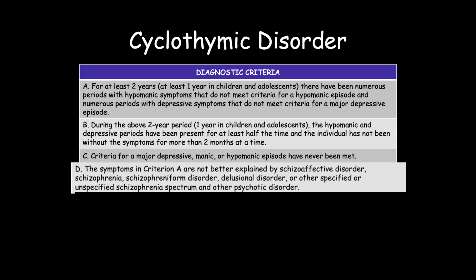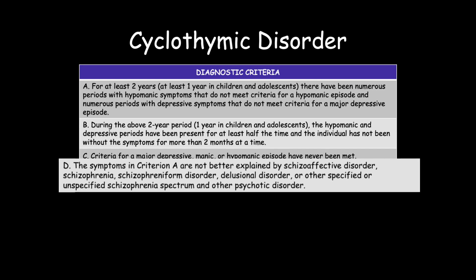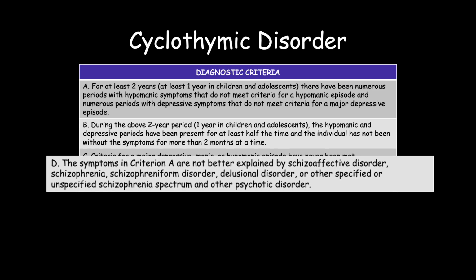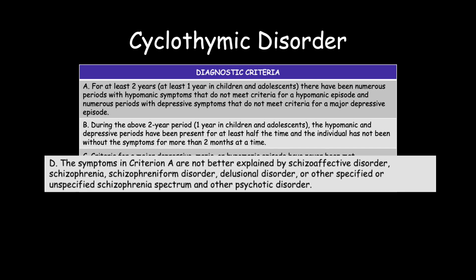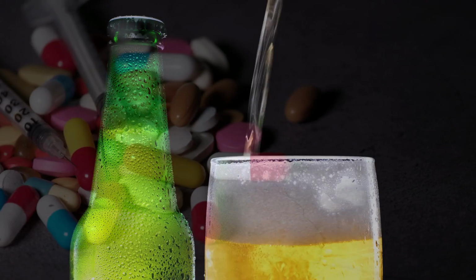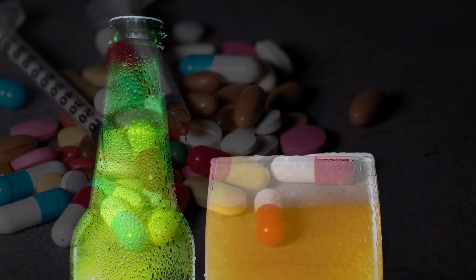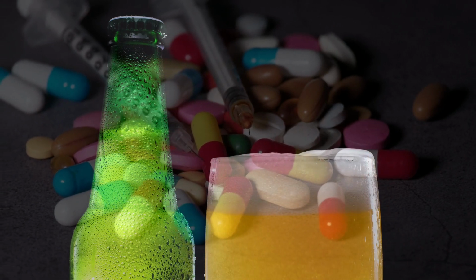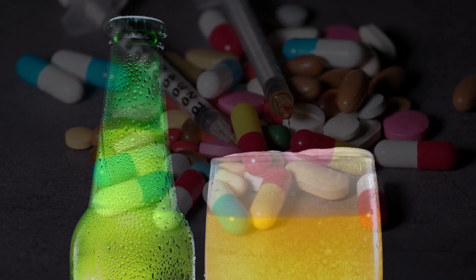Criterion D notes that the symptoms in Criterion A are not better explained by schizoaffective disorder, schizophrenia, schizophreniform disorder, delusional disorder, or other specified or unspecified schizophrenia spectrum and other psychotic disorders. Criterion E states that the symptoms are not attributable to the physiological effects of a substance, such as alcohol, drugs, or medications, or another medical condition.